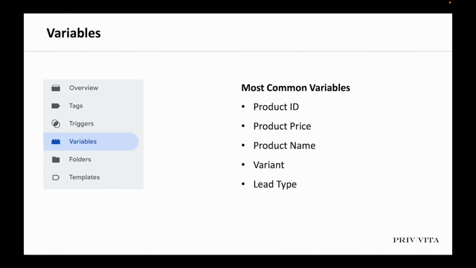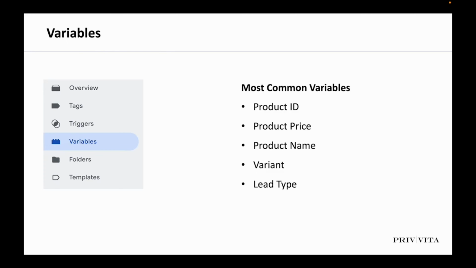And finally, we have variables. A variable is a named placeholder for a value that will change, like the page URL, the class of the button, or cart value. Let's give an example. You want to track add to cart button clicks. You will choose the button click trigger, but if you leave it like that, it will count all the button clicks. That's where the variables come in. You will set the variable of the button click for add to cart, and that's it.